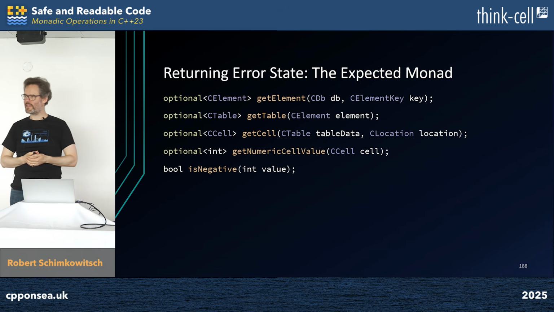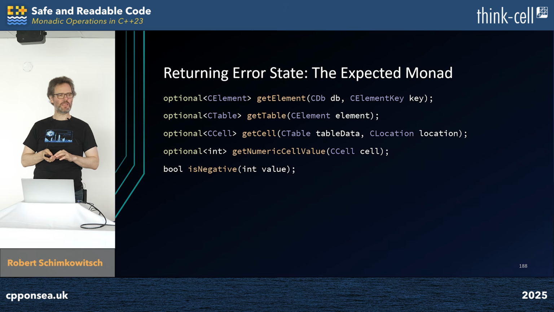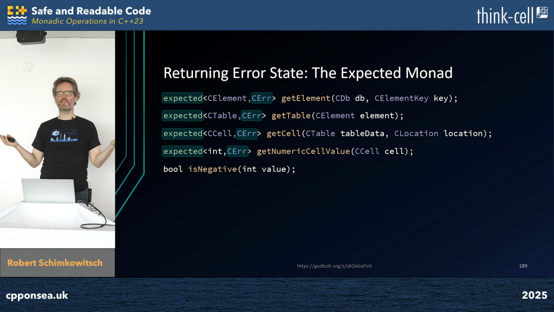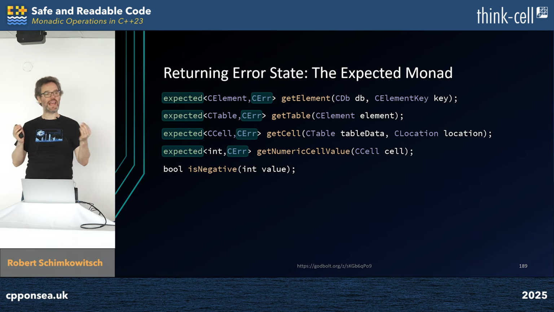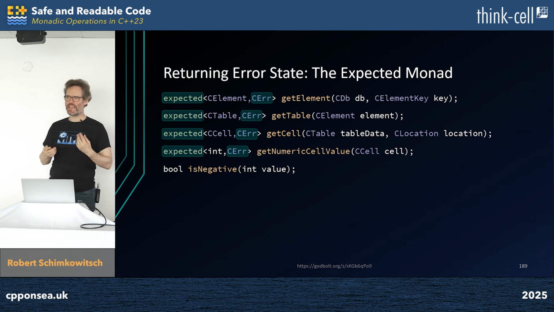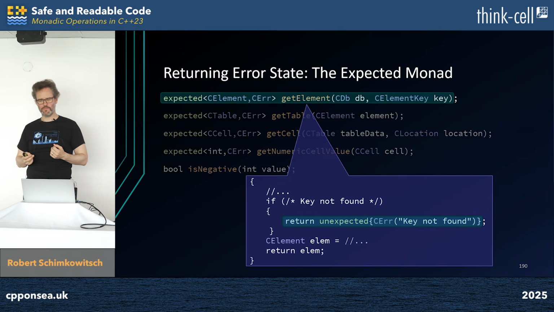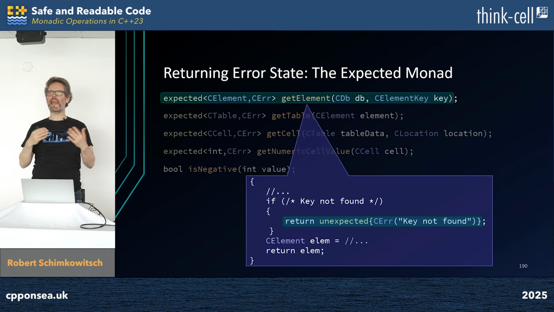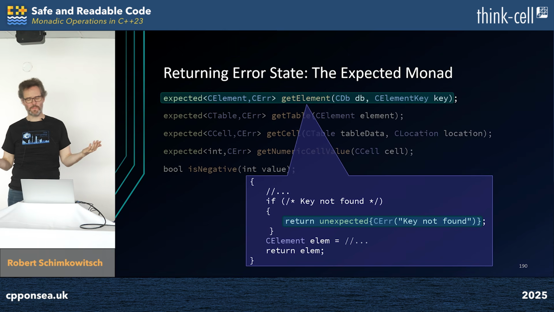Enter std::expected. A new type in C++23, which is very similar to optional. Instead of optional, we return expected. And it has a second template argument. The first one is the value, just like with optional, and the second one is error information. Now, if a function fails, it does not return empty anymore, it returns an unexpected, which is a custom error type that you can choose.